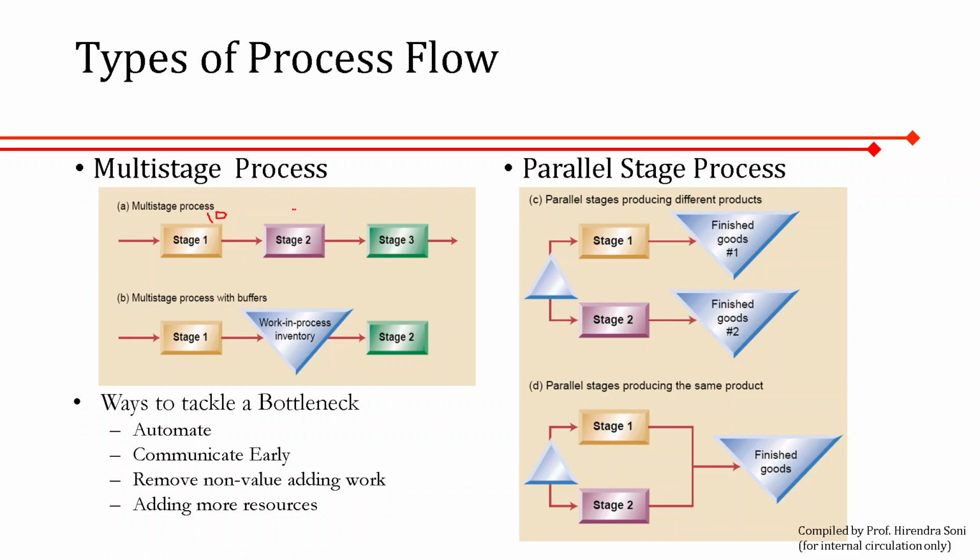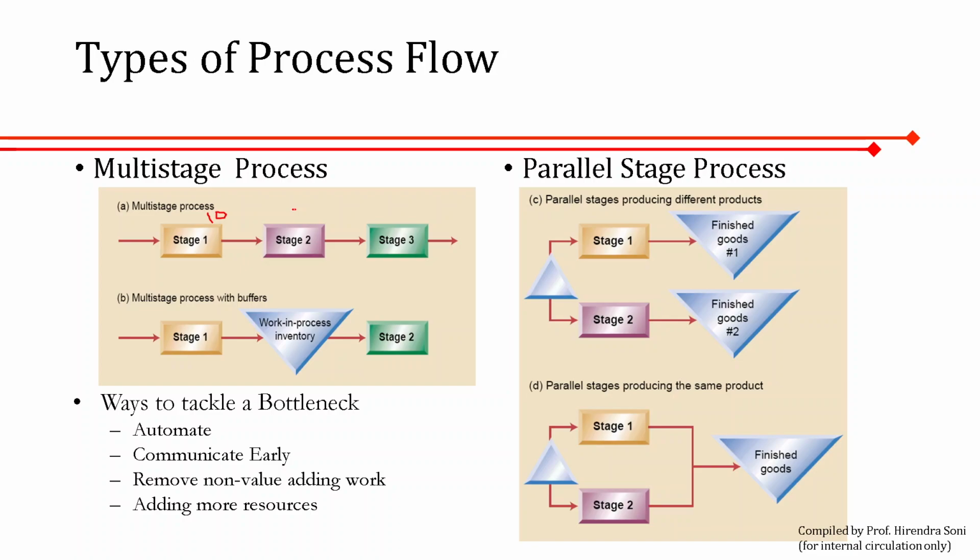Stage 1 is producing 10 units per minute, but the capability of stage 2 is only 8 units per minute. The capability of stage 3 is 12 units per minute. What would be the output? 8 units per minute. Perfect. Yes, it would be 8 units per minute.